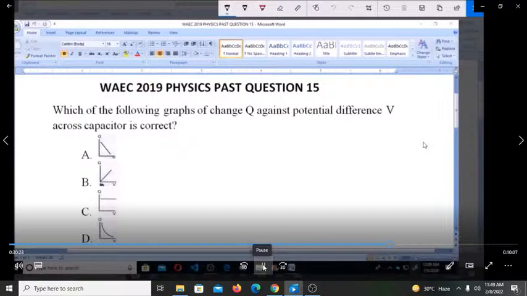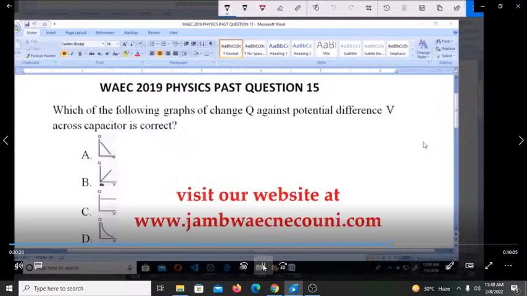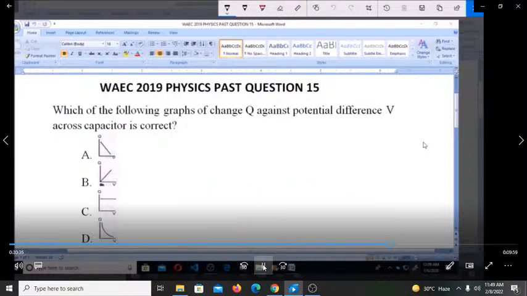Which of the following graphs of charge Q against potential difference V across a capacitor is correct? A, we have this sketch. B, we have this sketch. C, we have this. And D, we have this.